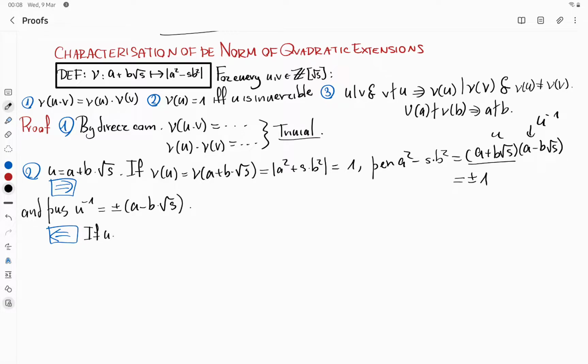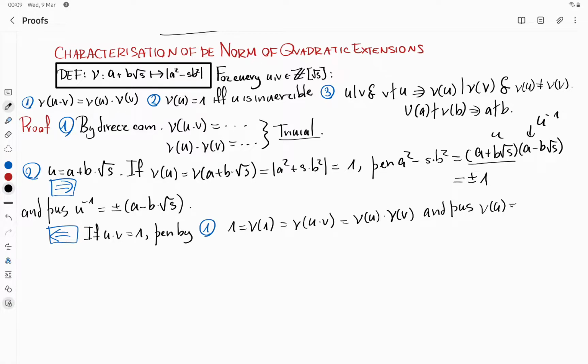If some u times v is equal to 1, then by claim 1, which I sort of didn't prove, but not really, it holds that 1 is equal to nu of 1, which is equal to nu of u times v, which is equal to nu of u times nu of v, and thus we have nu of u is equal to nu of v is equal to 1, because u and v are both integers, and the norms are also integers. Right. All right.